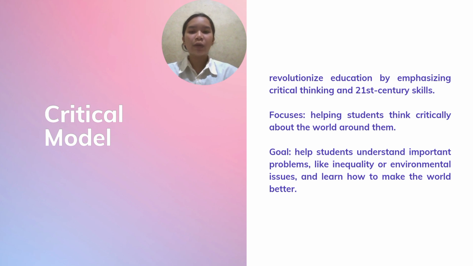The third is critical model. This model aims to revolutionize education by emphasizing critical thinking and 21st century skills. It focuses on helping students think critically about the world around them. Instead of just learning facts, students are encouraged to question how things work in society, such as issues of fairness, power, and justice. This model aims to help students understand important problems like inequality or environmental issues and learn how to make the world better.